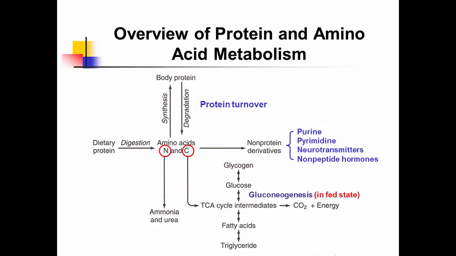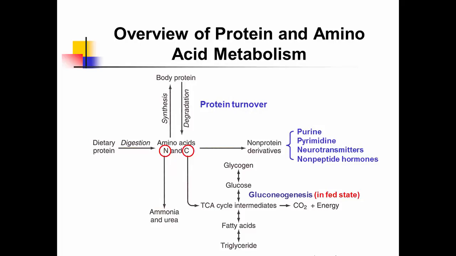And amino acids can also be used for synthesis of proteins. So protein turnover, meaning protein synthesis and degradation, needs to be balanced in the body, depending on the physiological state or the needs for protein in the body. And in terms of metabolism of the amino acids, we know that amino acids contain carbon and also nitrogen, right? So there are actually two aspects of amino acid metabolism. One is carbon metabolism, the other is nitrogen metabolism.